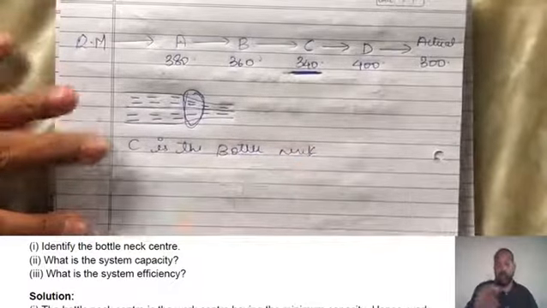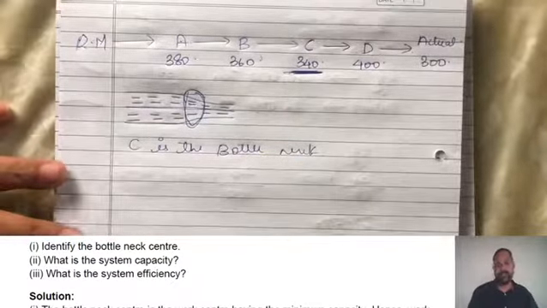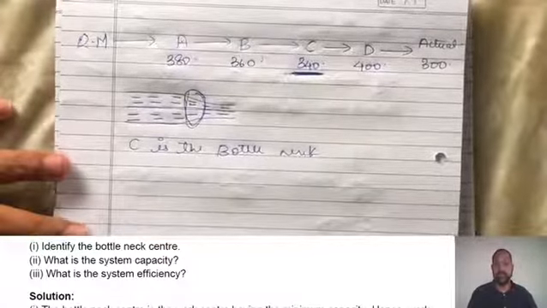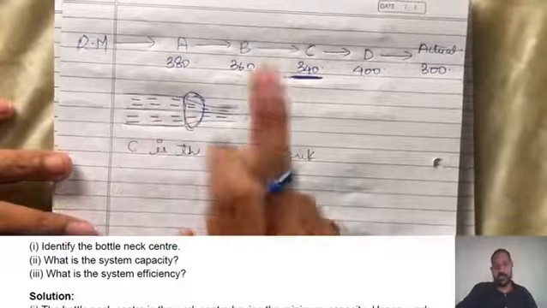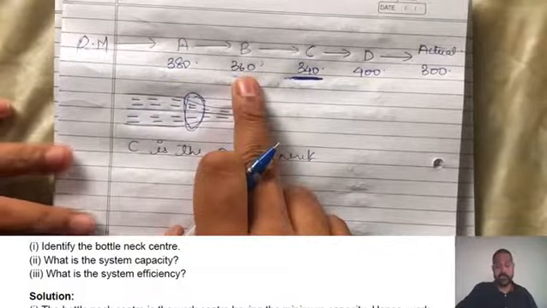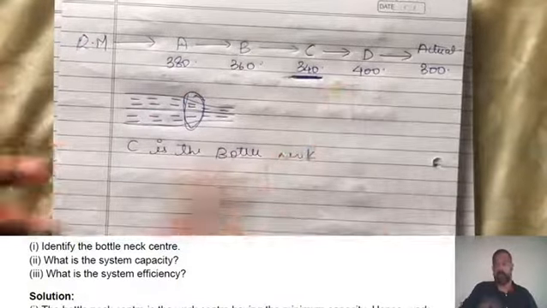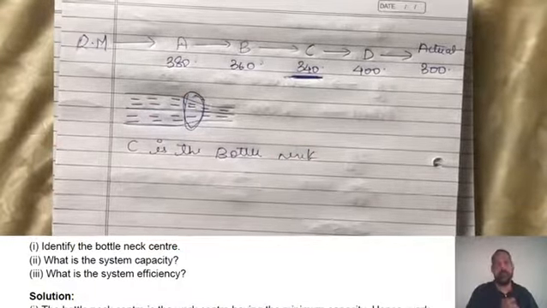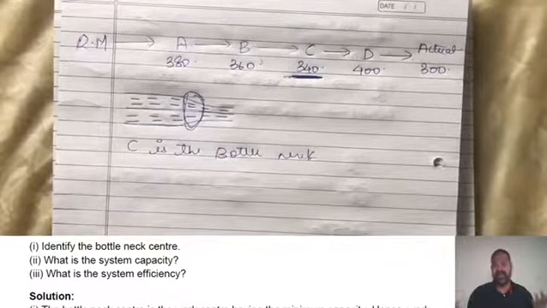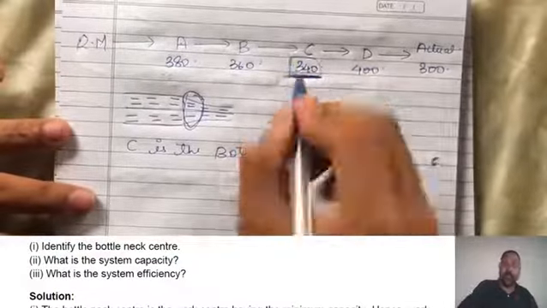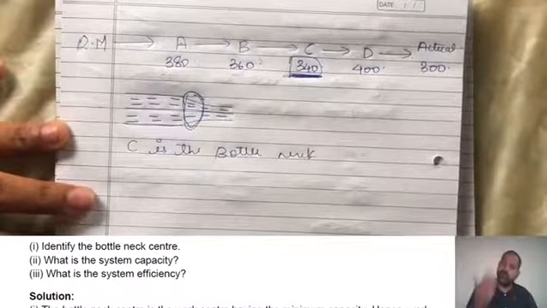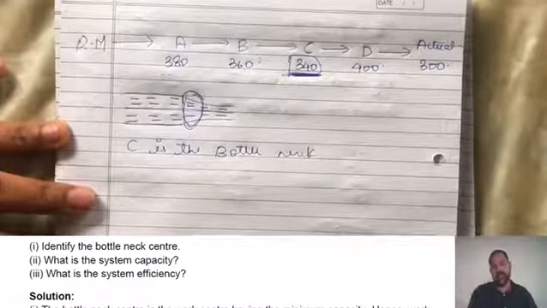So the bottleneck operation is C. Question number 2. What is the system's capacity? Well, there are 4 workstations: 1 workstation with 380, 1 with 360, 1 with 340, and 1 with 400. Although everybody has different capacities, what I can give you as output is 340. In other words, the capacity of the bottleneck is the entire system's capacity.